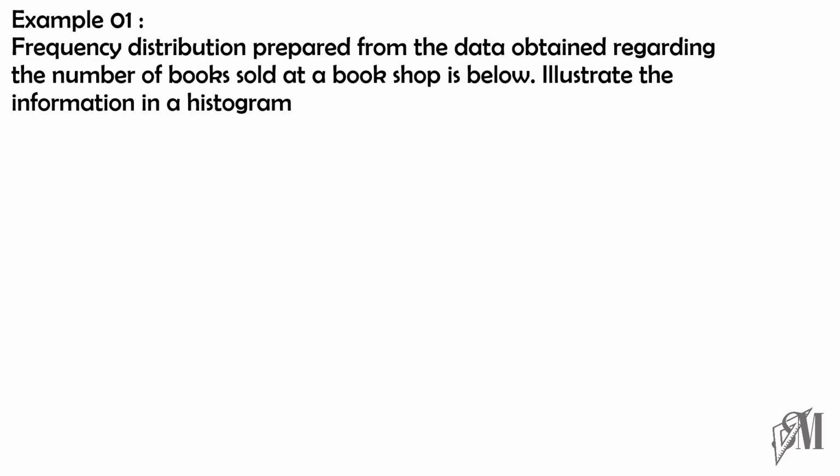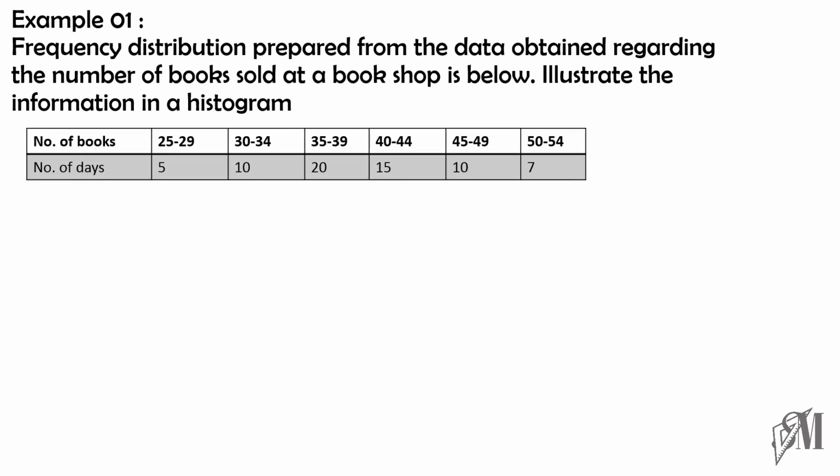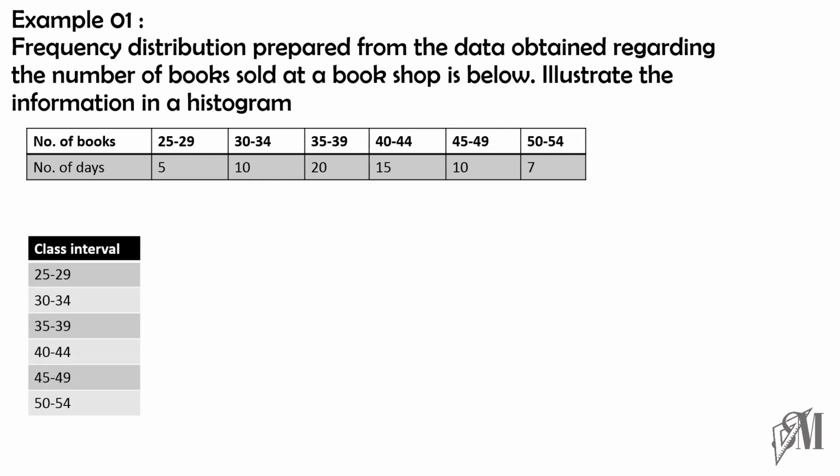Here, a frequency distribution prepared from the data obtained regarding the number of books sold at a bookshop is given. So we have to illustrate this information in a histogram. Now you can see clearly the number of books represent the class intervals and the number of days is the frequency here. So I put the class intervals into a table like this. Here the upper limit of the first interval and the lower limit of the second interval are not the same. It's 29 and 30. Therefore, we have to make the limits the same.